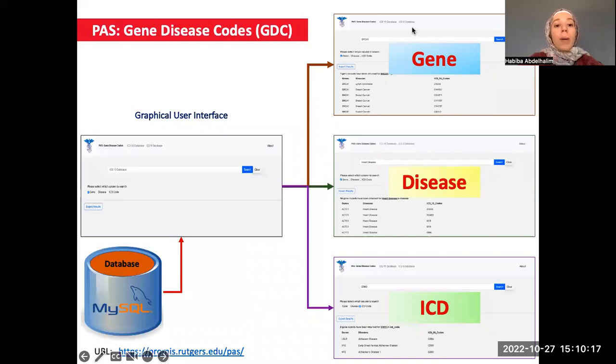Our PAS-GDC web application allows the user to search for genes, disease, and ICD codes. It also gives the user an option to search between ICD-9 or 10 codes based on their preference. The website allows the user to export their results in a CSV format. This website is freely available and can be accessed by clicking on the URL shown on this link.